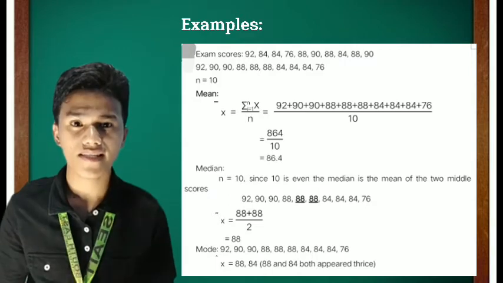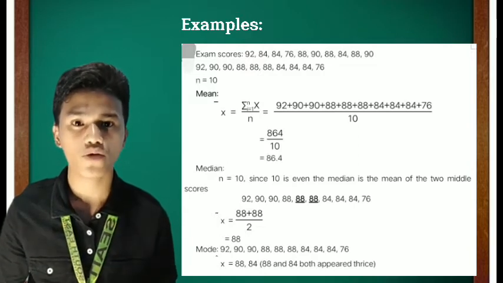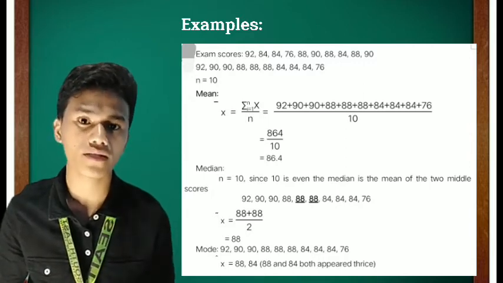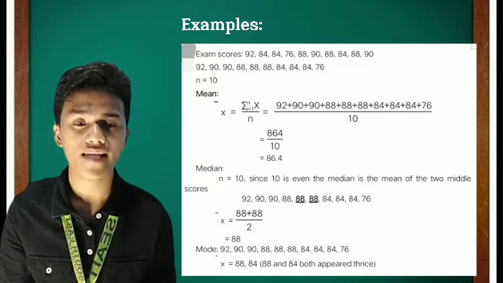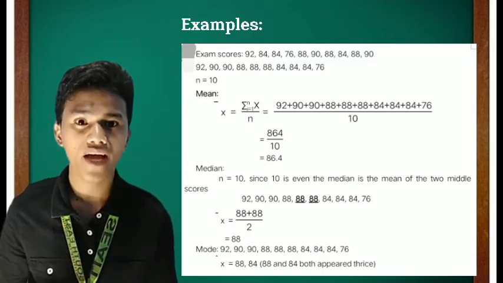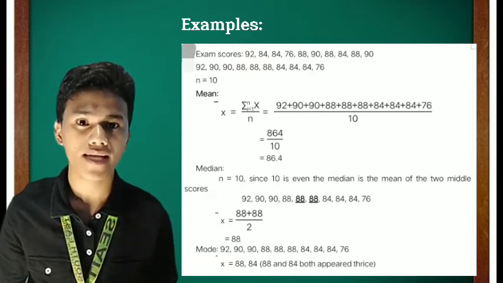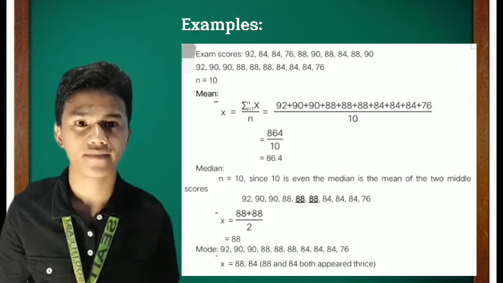Next is median. Since the total number of data is 10, which is even, the median is the mean of the two middle scores. Since the two middle scores are 88 and 88, add the two scores and divide by 2. So x equals 88 plus 88 divided by 2, and the median is 88.